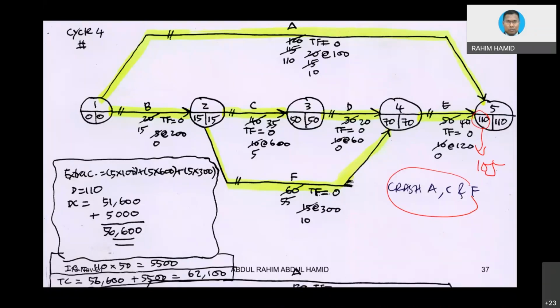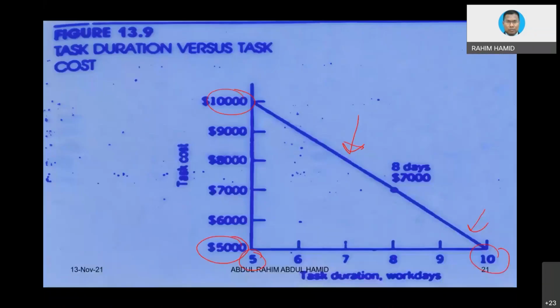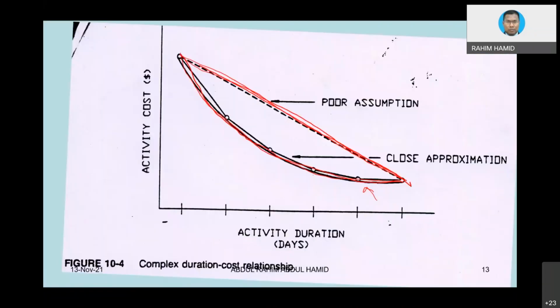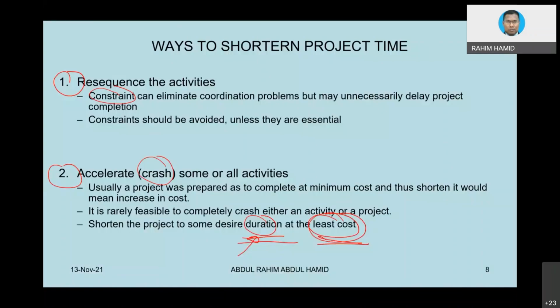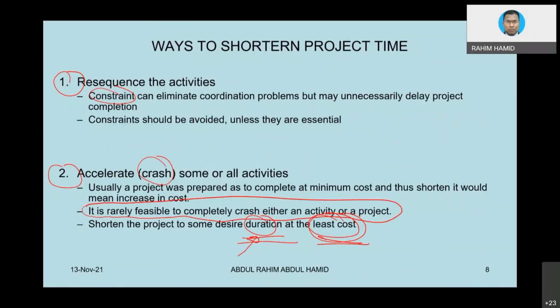When you do this kind of exercise, this is what we call completely crashing a project until there is no more activity that you can crash within the limit. So maybe 105 is the maximum, but maybe there is a statement that I missed in the concept there. Go back. Where is that? Okay. I missed this point here. It is rarely feasible to completely crash either an activity or a project.